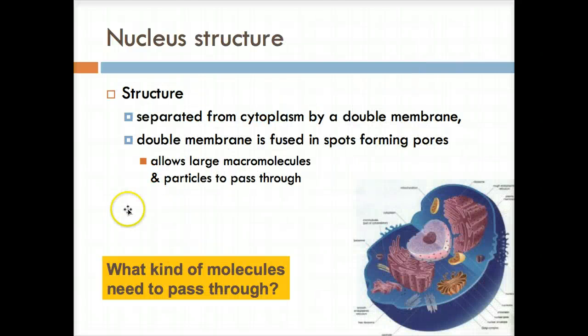The nuclear structure, you can see that it's separated from the cytoplasm, as we just saw, by this double membrane on the outside. It's fused with spots, which form these little pores right here, which you just saw in the previous slide, which allows large macromolecules and particles to pass through. So again, here it says what kind of molecules need to pass through. Well, we don't want to really let anything in, right? Maybe a few hormones or a few small substances, but the major thing that we need to let out is that messenger RNA so it can eventually meet up with the ribosomes in the cytoplasm to produce proteins.